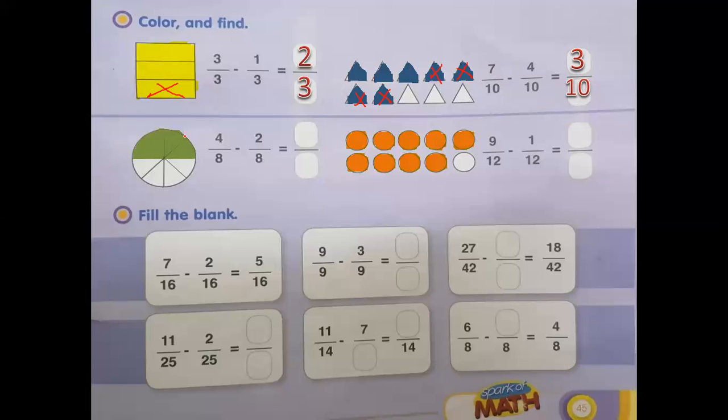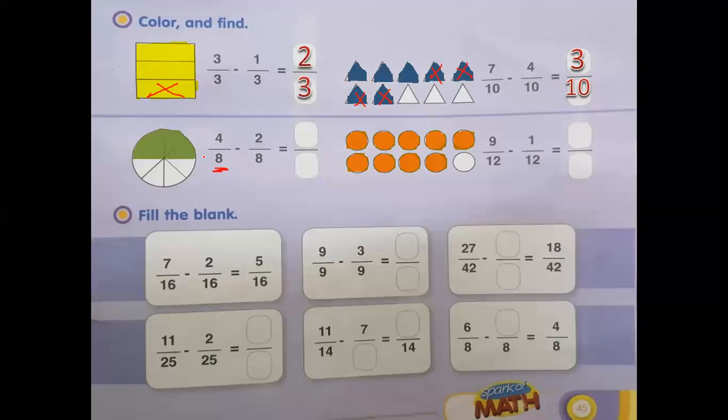Number 3, here we have a circle and it's divided into 8 equal parts. So here, how many parts are we going to color? We are going to look at the first fraction. This is the first fraction, 4 over 8. So how many parts are we going to color? 4, because the numerator here is 4. So we are going to color 4 parts.